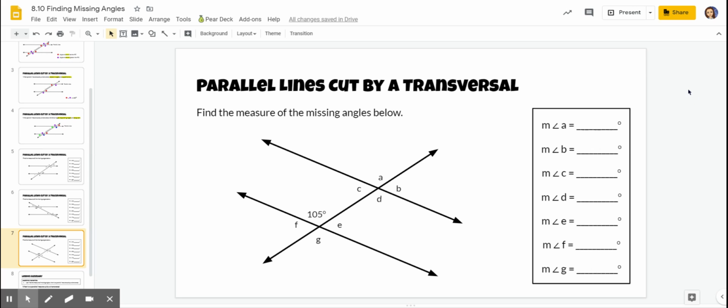Go ahead and see if you can find the measures of missing angles A through G. Now, this diagram's a little slanted, so you can turn your head a little bit, but it's going to be the same thing. Two different angle measures. Use what you know about vertical angles, corresponding angles, and supplementary angles.